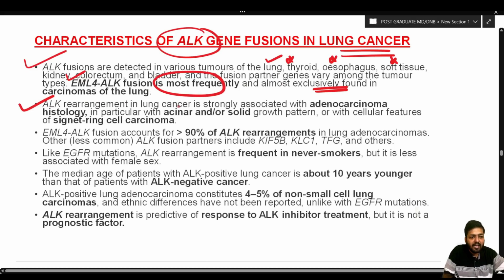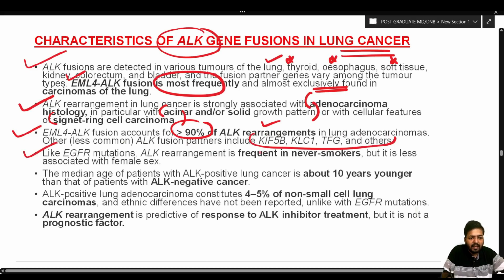ALK rearrangement in lung cancer is strongly associated with adenocarcinoma histology, in particular with acinar and/or solid growth pattern, or with cellular features of signet ring cell carcinoma. EML4-ALK fusion accounts for more than 90% of all the ALK rearrangements, but there can be other fusion partners also. These are the other fusion partners.